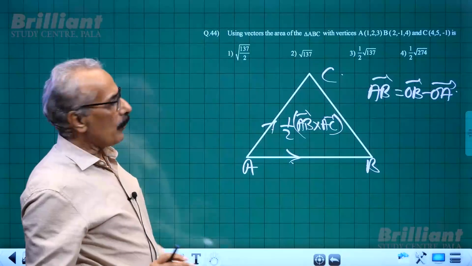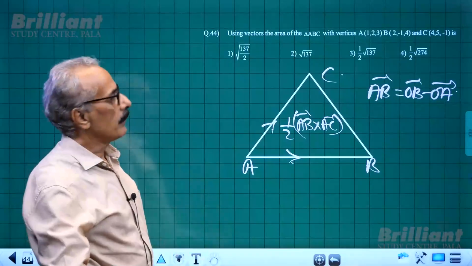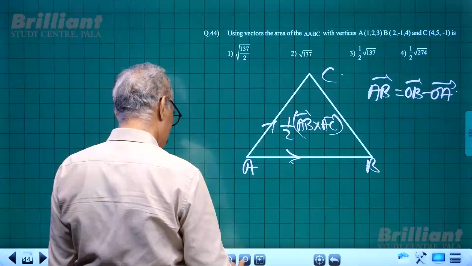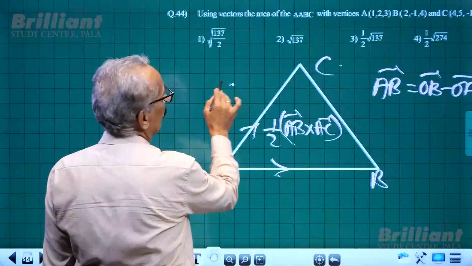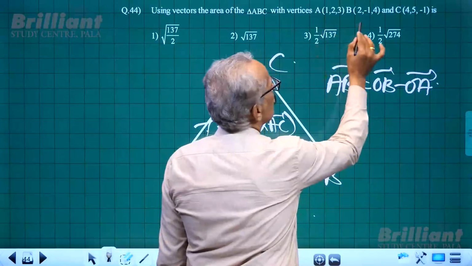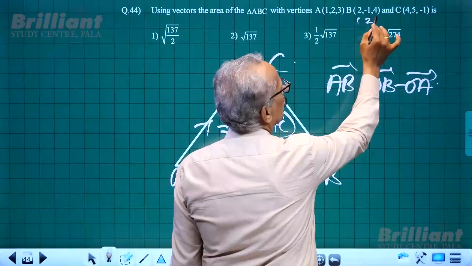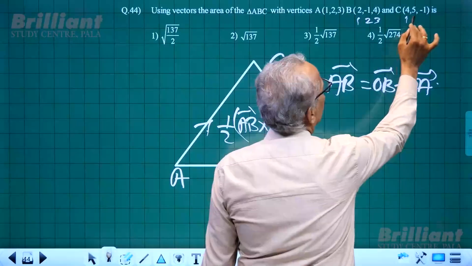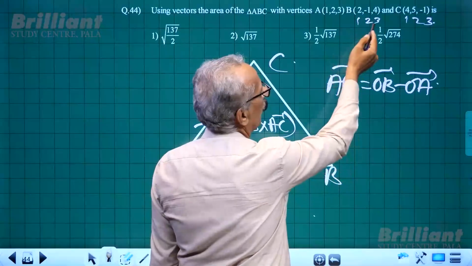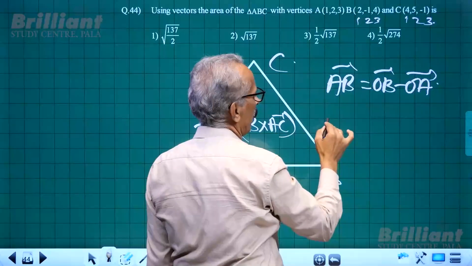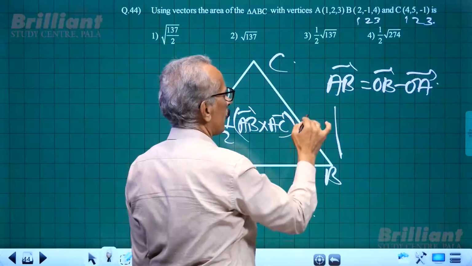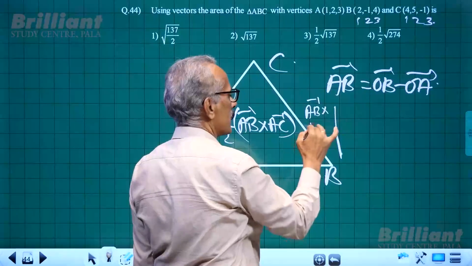So how do I solve? Just listen. What you have to do is this. You just write this point as I write in the question. Say this is your question paper. You write this 1, 2, 3, point A below this, 1, 2, 3, then 1, 2, 3 here also. So you have your vector AB, OB minus OA, 2 minus 1. That means determinant. I calculate this cross product, AB cross AC.